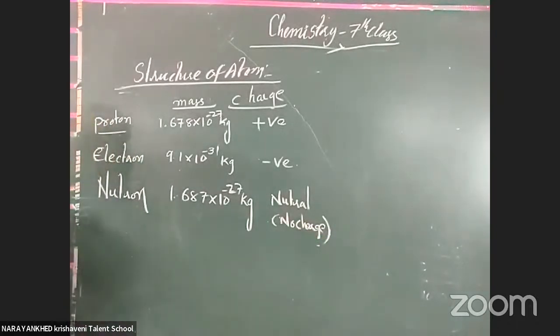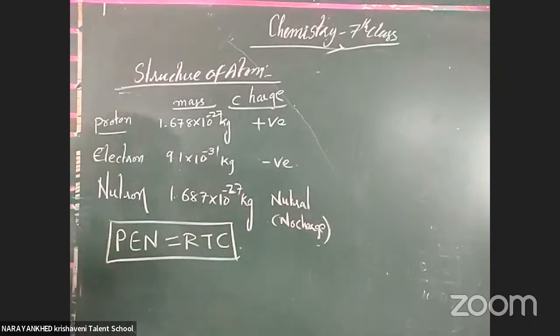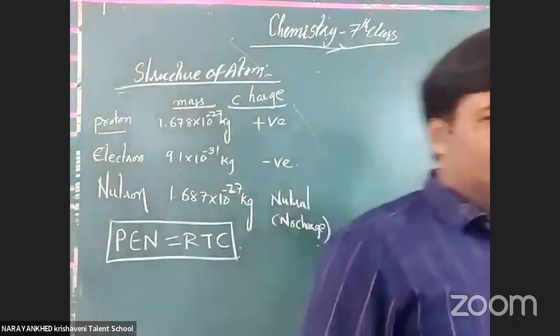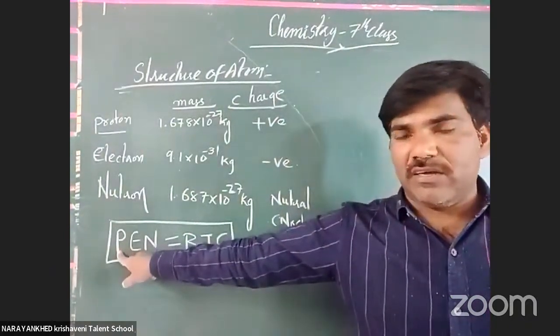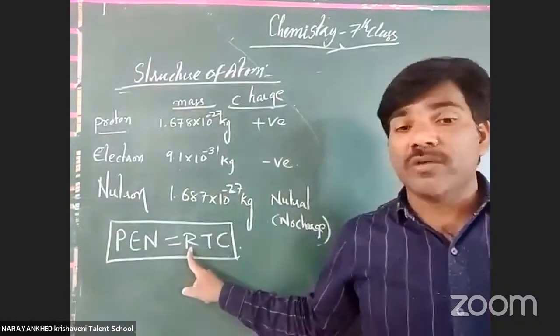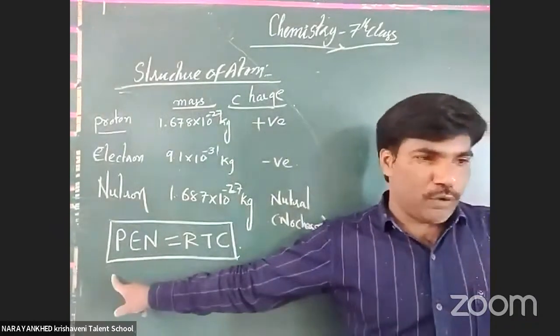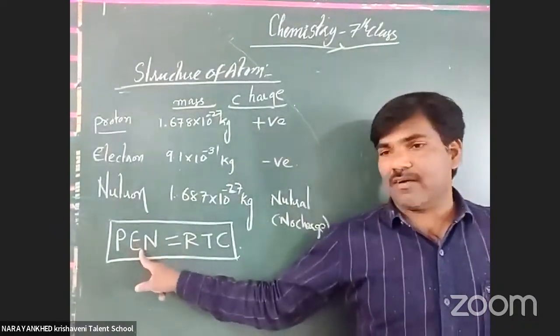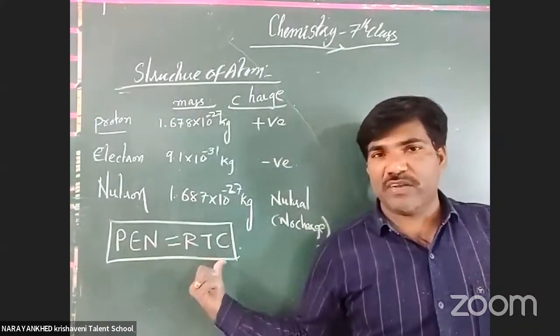All the students, different experiments were done by our scientists. We take the scientist names as PEN is equal to RTC. Yes, this is a mnemonic for finding the scientist name as well as the particle. The proton was discovered by whom? Rutherford. P for proton, R for Rutherford. E for electron, T for Thomson.